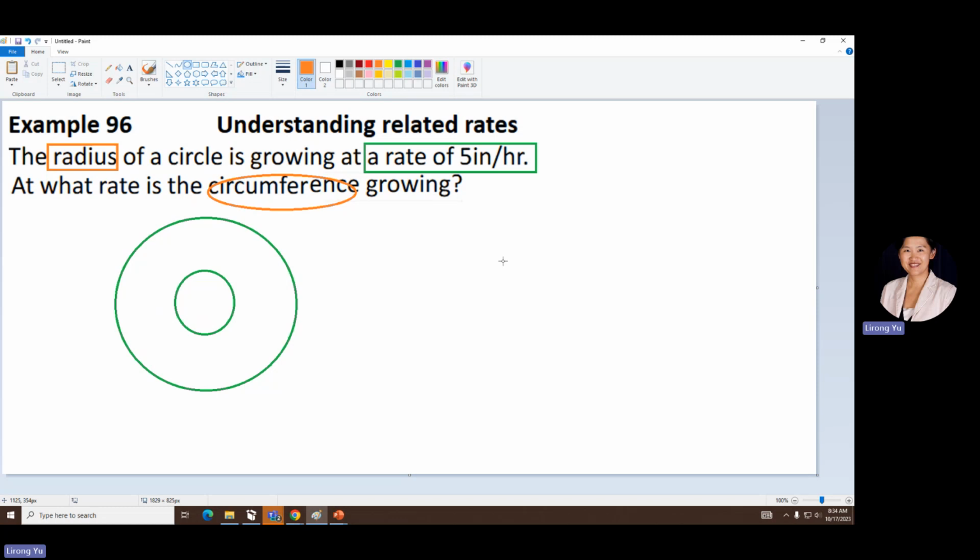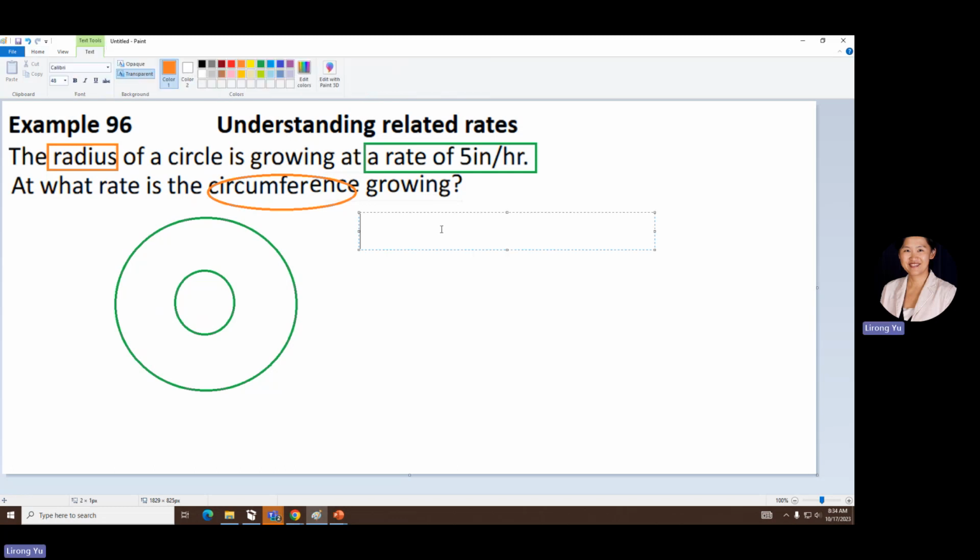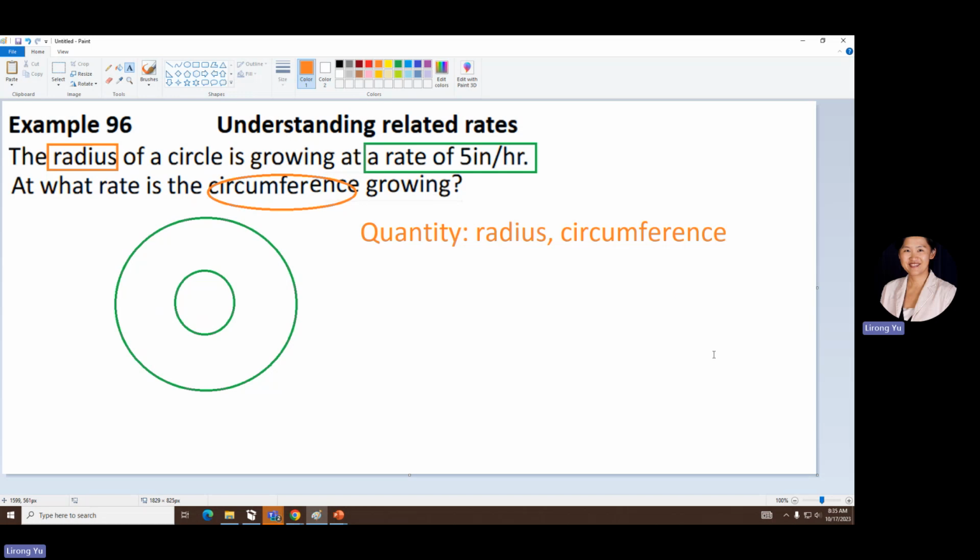So having that in mind, normally with this kind of question, the first thing we'll do is to find out relation between the quantity. So first, write down quantity in the question. Right. Our number 1 is the radius. Number 2 is the circumference. We don't have any other quantity. The rate of 5 inch per hour is related to the radius, rate of the radius, and then we are asking for the rate of the circumference.